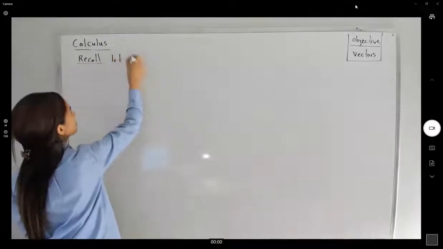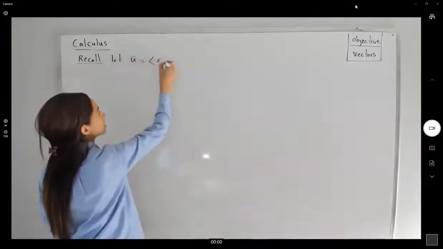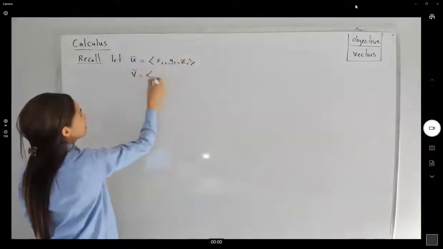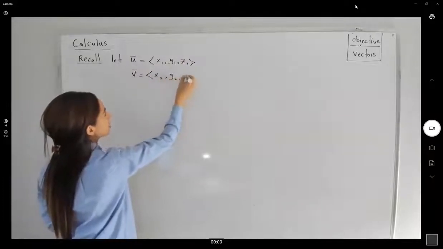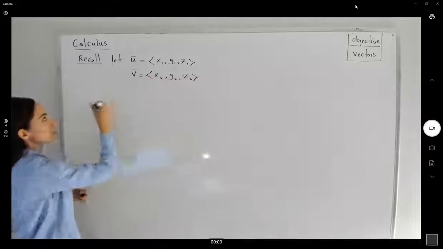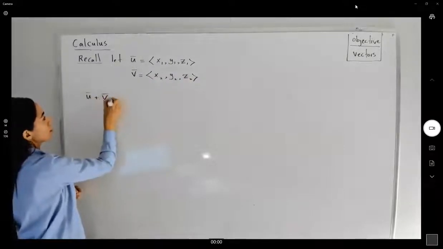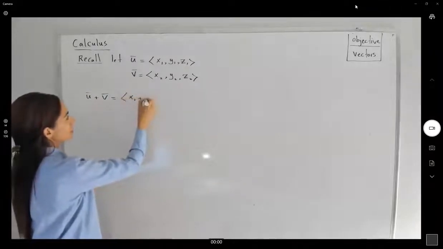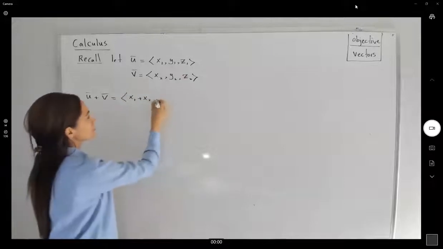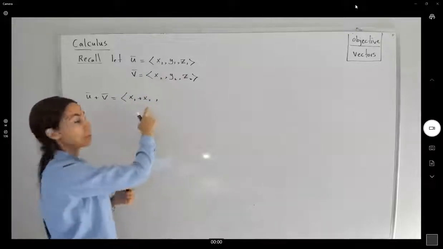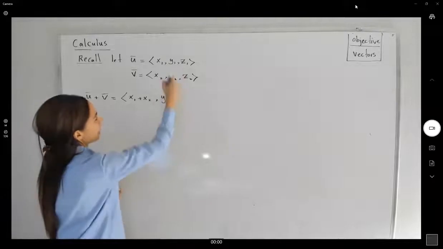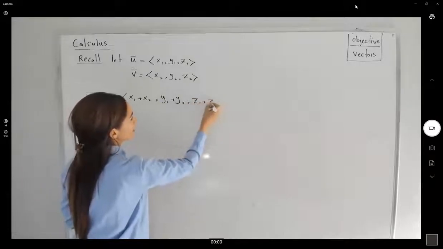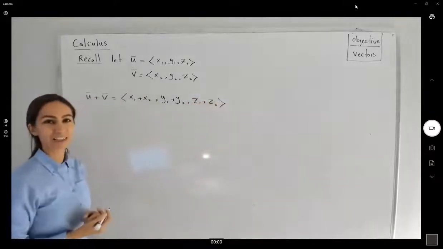Let U be a vector with components x1, y1, z1, and the second vector V with components x2, y2, and z2. You can take these two vectors and create a new mathematical object, a new vector with components. We add the components x1, x2, and we create the first new component of this new object. We add the second components. And finally, we add the third components to create this new vector.